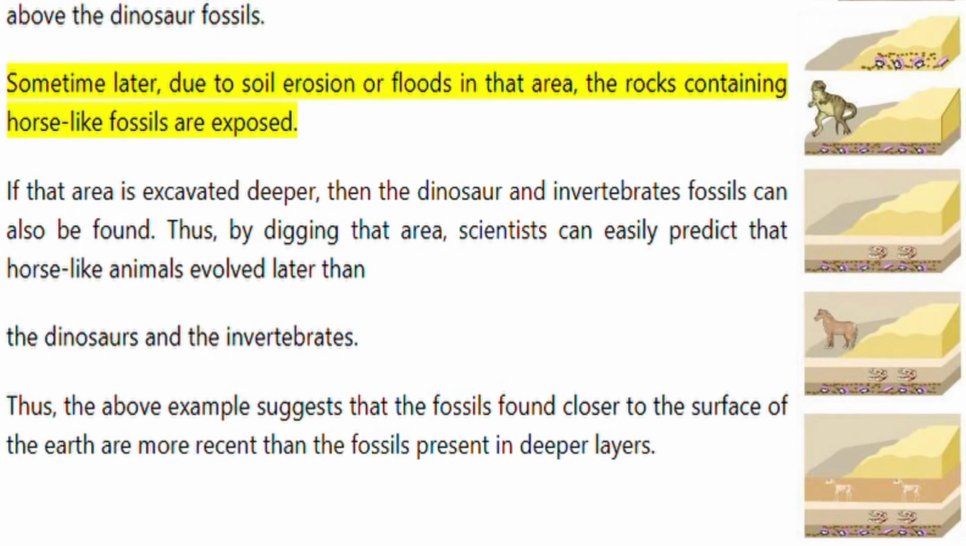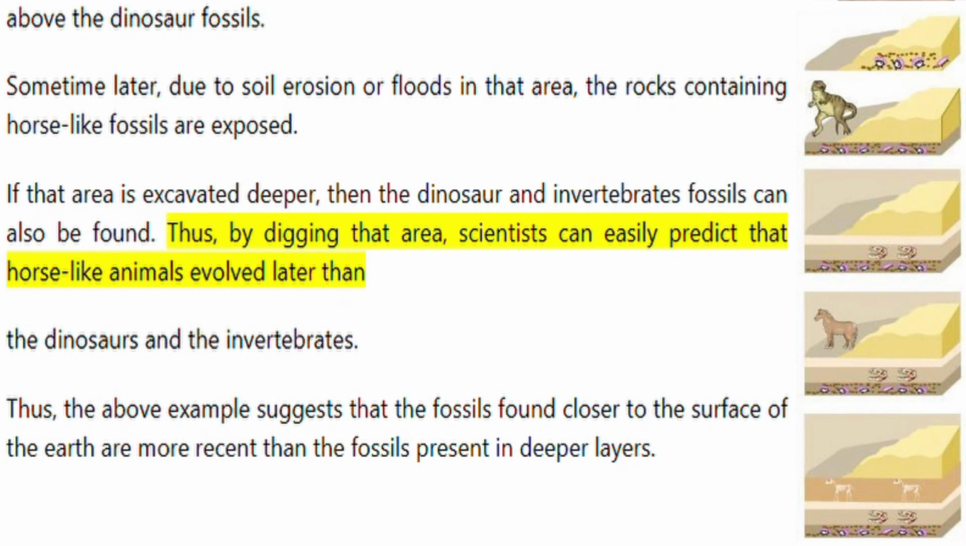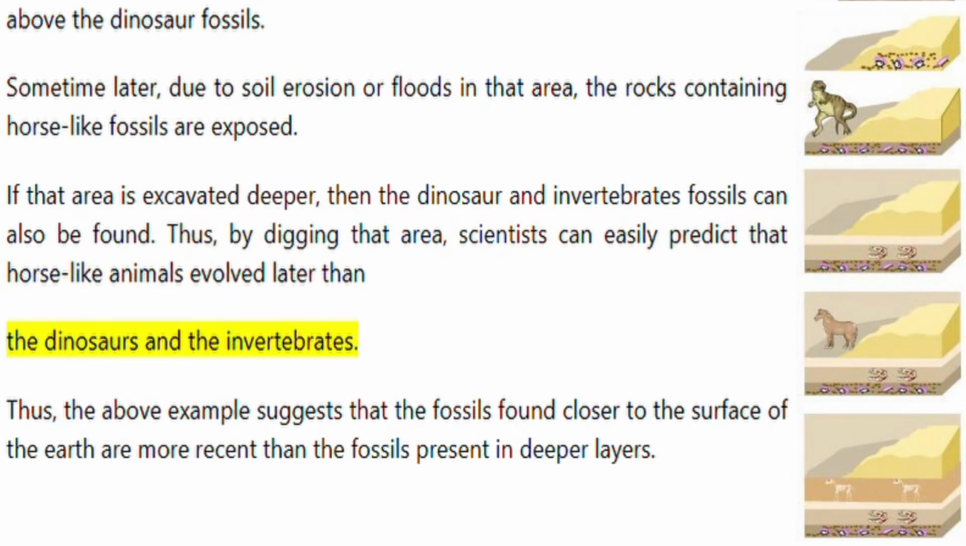Sometime later, due to soil erosion or floods in that area, the rocks containing horse-like fossils are exposed. If that area is excavated deeper, then the dinosaur and invertebrate fossils can also be found. Thus, by digging that area, scientists can easily predict that horse-like animals evolved later than the dinosaurs and the invertebrates.